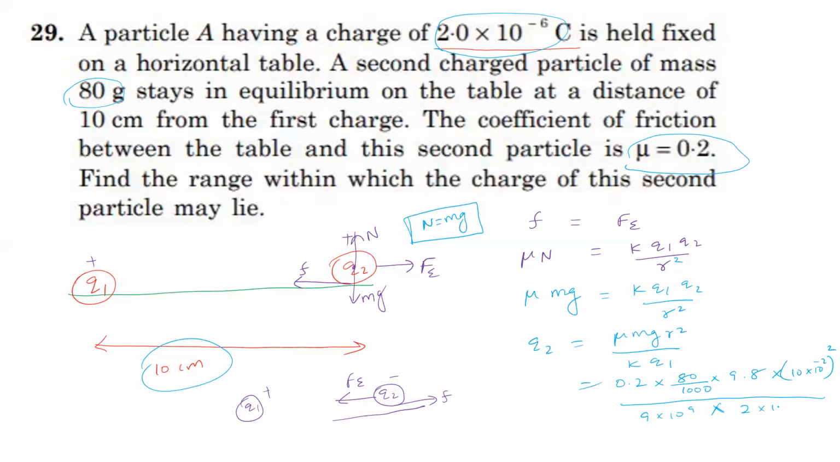By solving all this, we will get Q2 as 8.71 into 10 power minus 8 coulomb. Already we know that this charge Q2 may be a positive charge or a negative charge, so the answer should be Q2 equal to plus or minus 8.71 into 10 power minus 8. This is the maximum charge so that the system can be in equilibrium. So maximum charge of Q2 is plus or minus 8.71 into 10 power minus 8 coulomb.